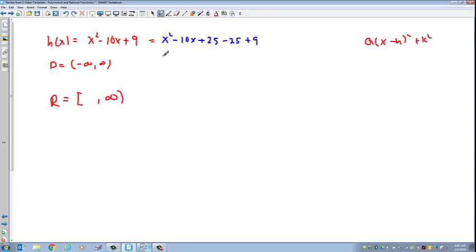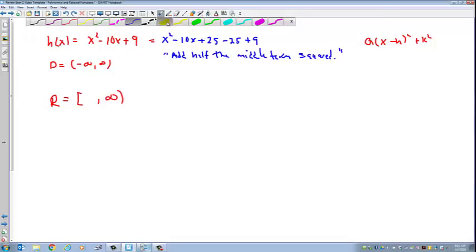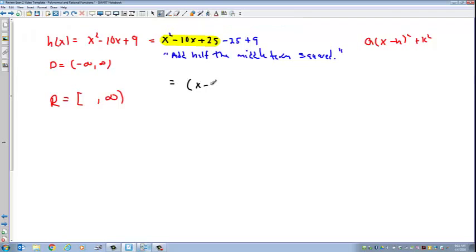Remember, we just add half the middle term squared. Let's write this down so you don't forget. And we'll do this later on in the review too. Now, this piece right here can be written as a perfect square. So this is equal to x minus 5 quantity squared, and then minus 25 plus 9 is minus 16. So there's the vertex form of this quadratic function.